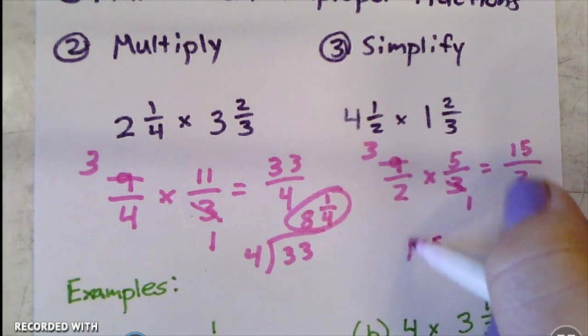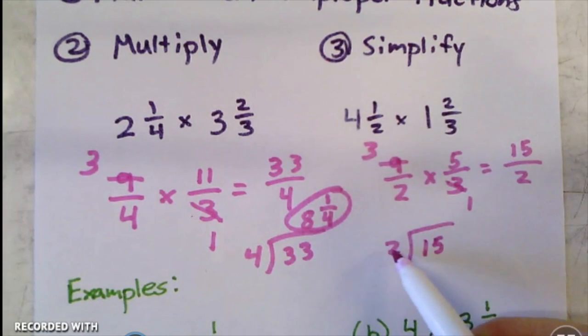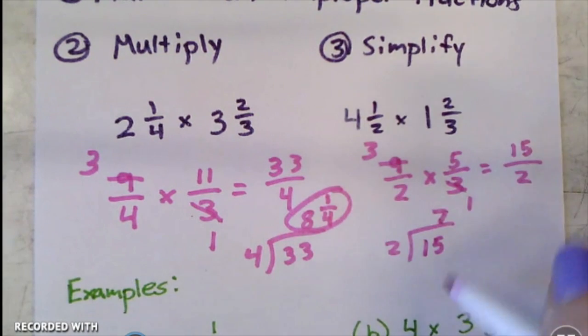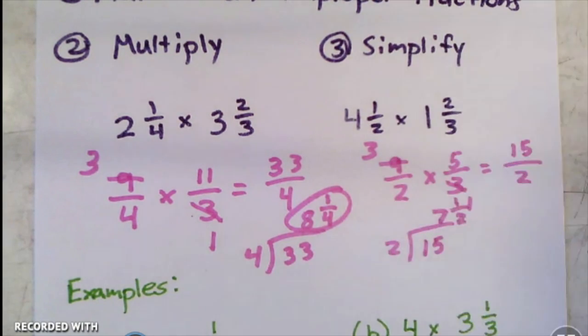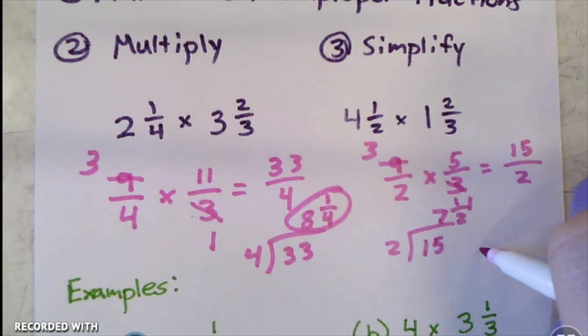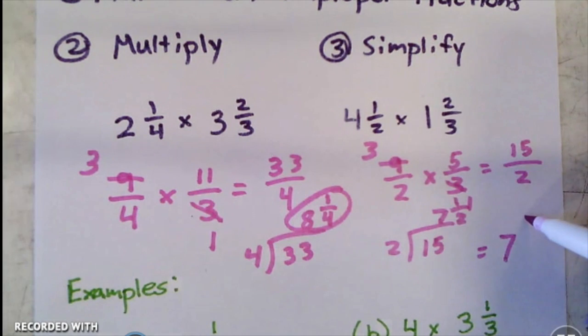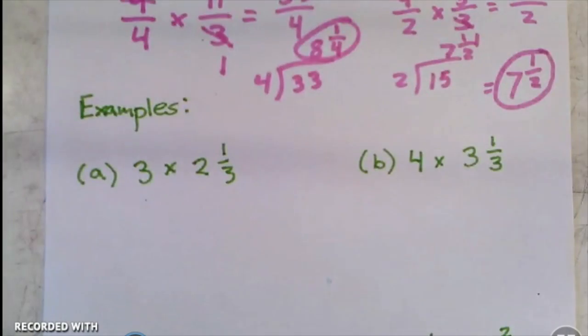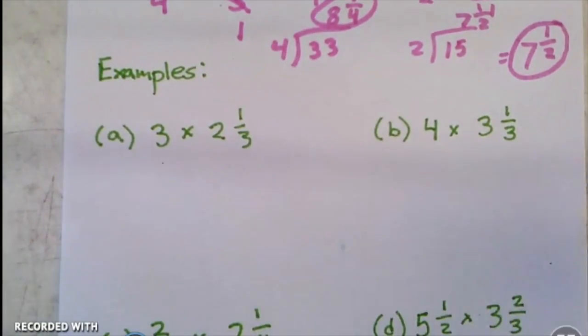Now I'm going to divide it to simplify it. So I've got 15 divided by 2. 2 is going to go into 15 7 times. I'll have a remainder of 1 over 2. So my answer is 7 and 1/2. If I had made it a decimal, it would be 7.5. It's kind of fun, right?